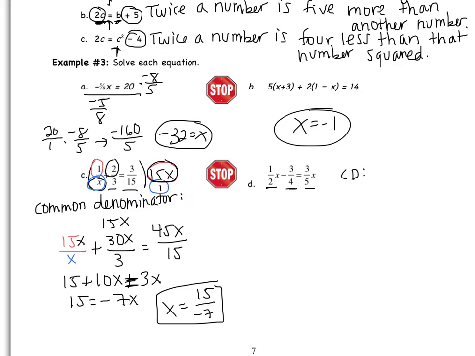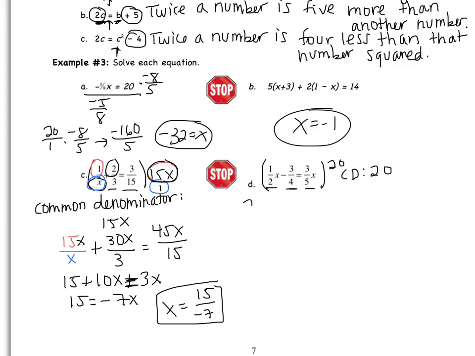Okay, you should have had enough time to try this one on your own. Because this one is definitely more difficult, I'm going to go over this one with you. The common denominator that you should have gotten is 20. So 20 divided by 2 is 10, 20 divided by 4 is 5, and 20 divided by 5 is 4. So I'm going to multiply everything by 20.